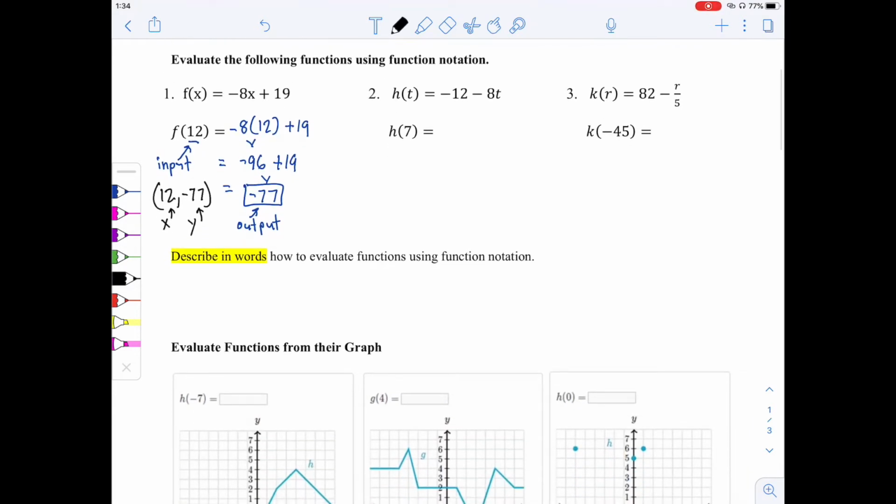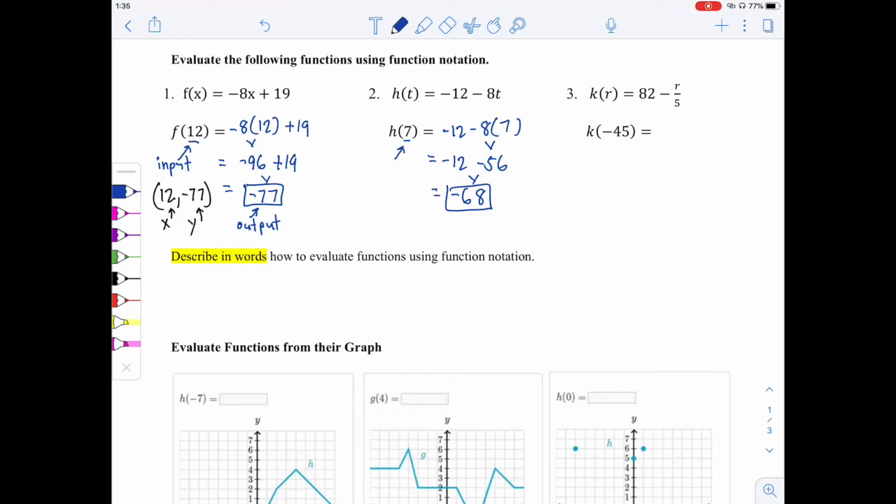Okay, number 2, same thing. We take h of 7. We substitute 7 into our equation. So negative 12 minus 8 times parentheses 7. Then we do multiplication first, right? Negative 8 times 7 is negative 56. Bring down the negative 12, and then we get negative 12 minus 56. They're both negative, so we just combine them. Negative 68 is our answer.